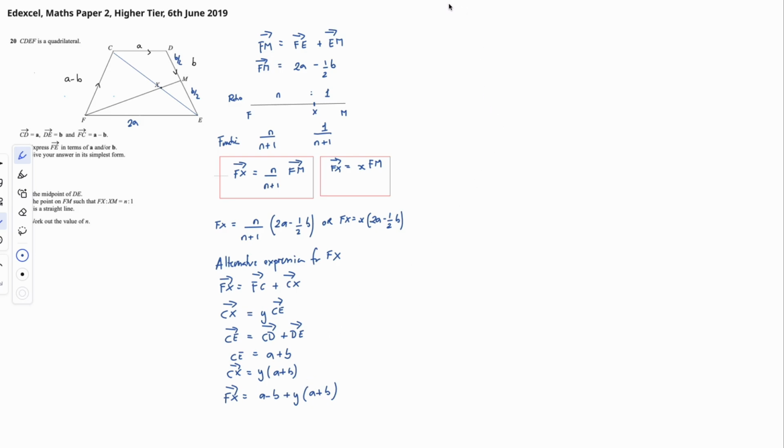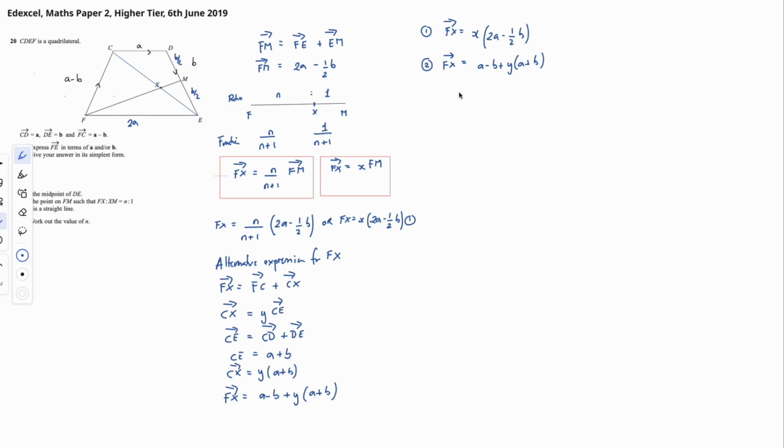Let's write it out more clearly. So FX is equal to this equation here, 2xa minus a half xb. That's equation 1, and equation 2, FX is equal to a minus b plus y(a plus b). Okay. Now these two vectors should be equal.